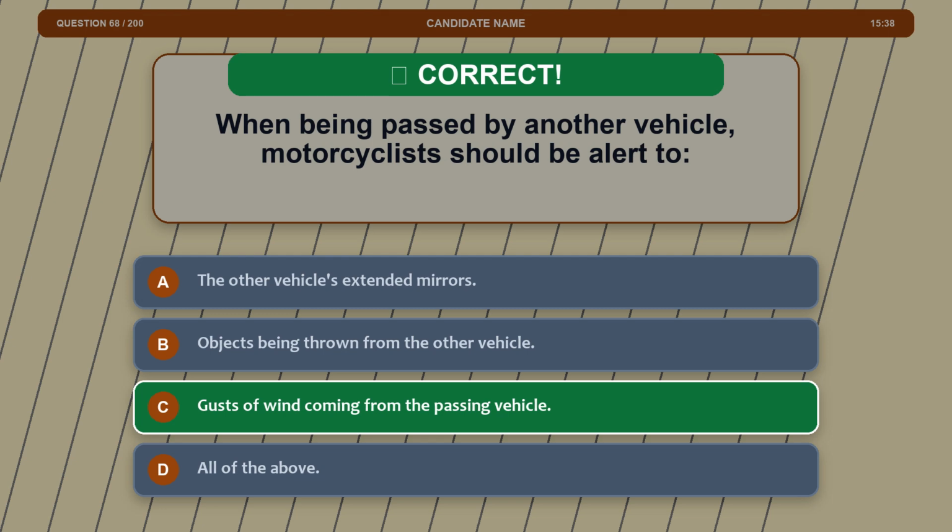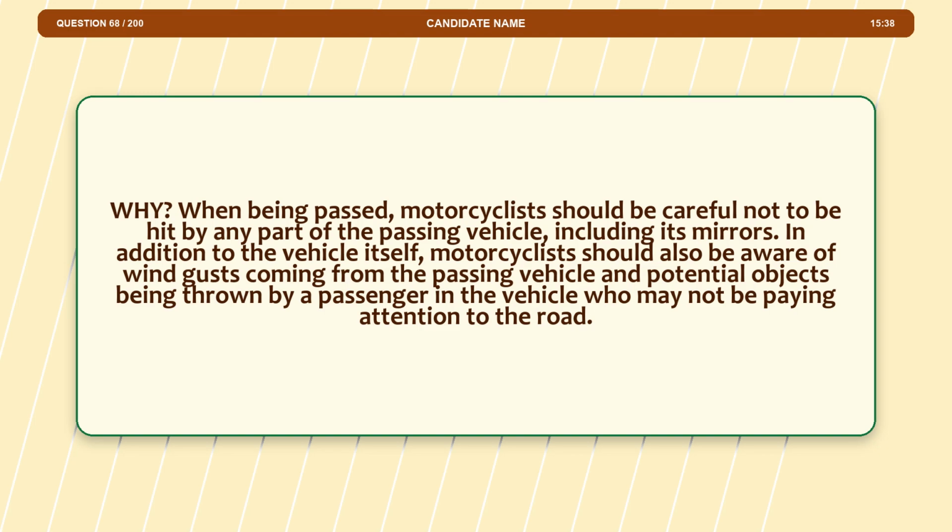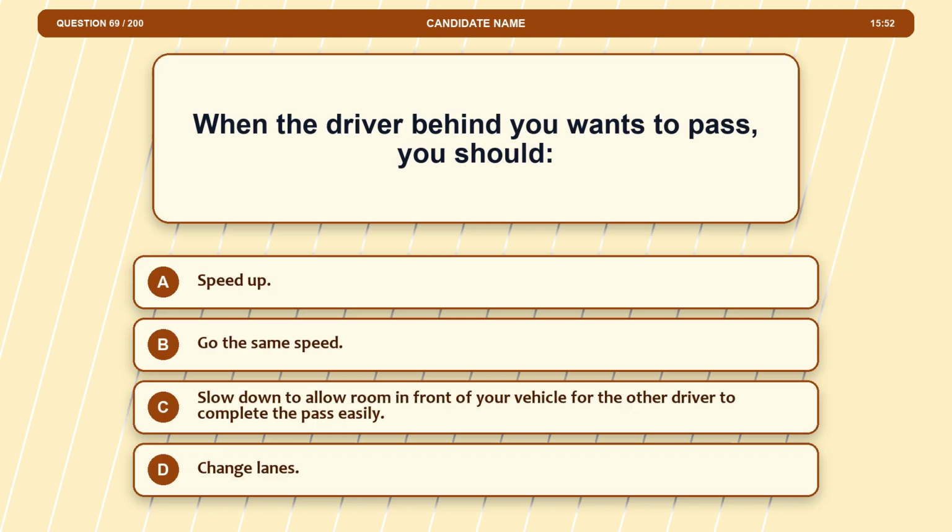The correct answer is option C. Gusts of wind coming from the passing vehicle. Explanation: when being passed, motorcyclists should be careful not to be hit by any part of the passing vehicle, including its mirrors. In addition to the vehicle itself, motorcyclists should also be aware of wind gusts coming from the passing vehicle and potential objects being thrown by a passenger in the vehicle who may not be paying attention to the road.